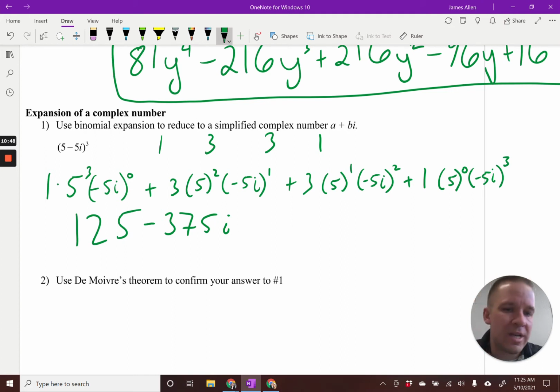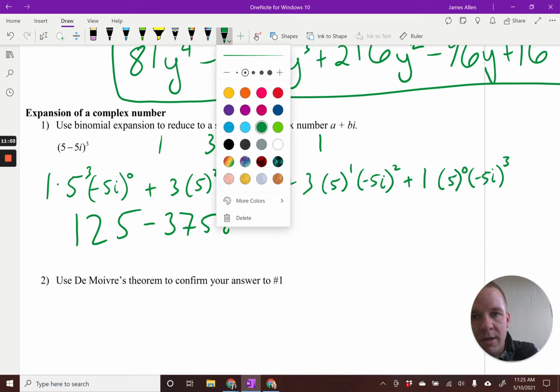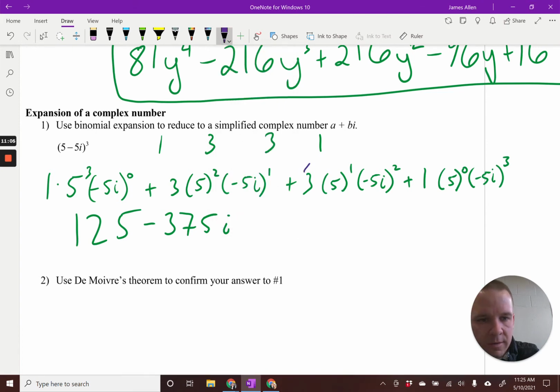And then I have i to the first, so just i. The next one, negative 5 squared is 25. 5 times 5 is 125. Times 3 is 375. But this guy right here, and I'll do this in a different color just so we can see it, 375i squared is going to give me negative 375, right? i squared is negative 1.